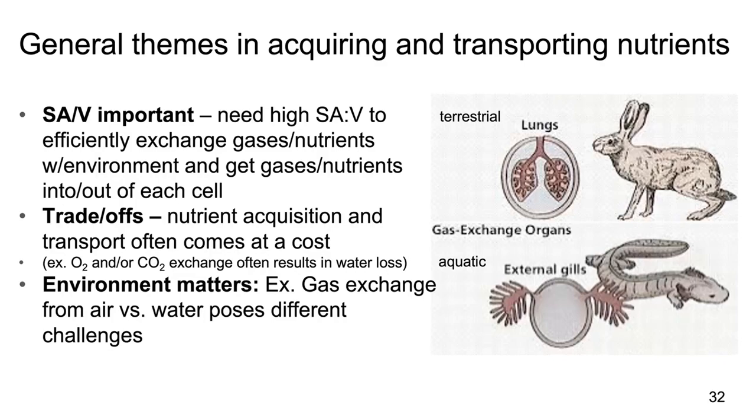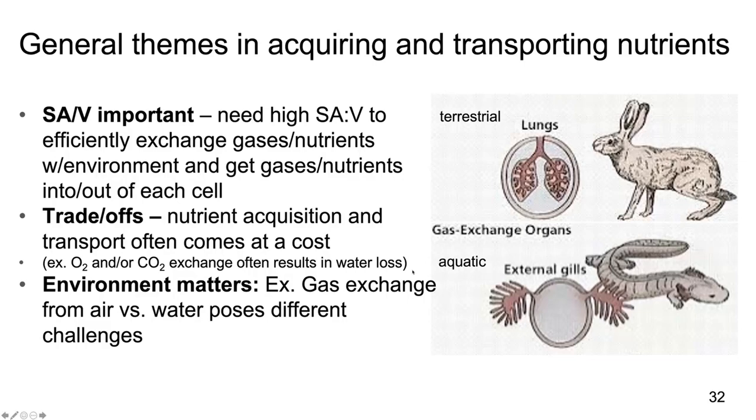Just as an example, gas exchange from the air versus water poses very different challenges depending on what type of environment you're in, whether you're in a terrestrial environment versus an aquatic environment. In a terrestrial environment, the big issue you need to deal with for gas exchange is drying out. Lungs have to exchange gases. We know that gases get exchanged through an organism's lungs if they have them, and lungs are on the inside of our body. One of the major reasons for that is because lungs need to stay moist. If we put them outside of our body to exchange gases with the air, they would dry out really quickly.